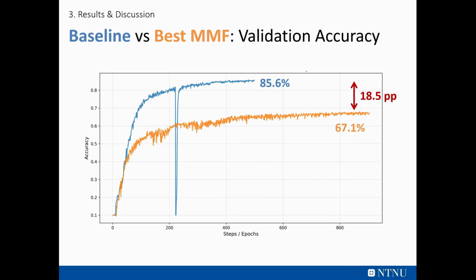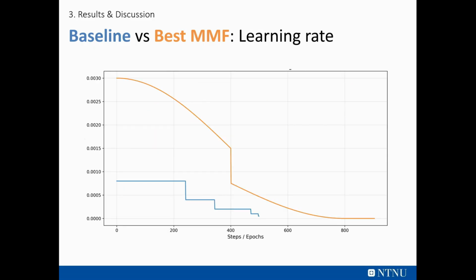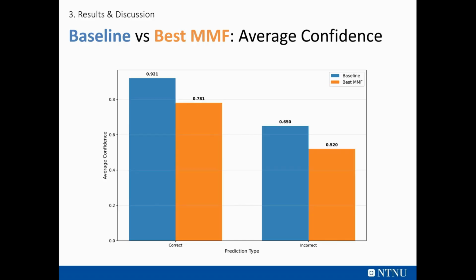Here we can see the comparison between the best baseline and the best matmul-free. And yeah, we can still see that there are almost 18.5 points of difference between both. If we compare the learning rate schedulers, they are pretty different. The one for the baseline has lower values, and the one for the best matmul-free has much higher values, using a cosine scheduler and halving it in the middle of the training process.